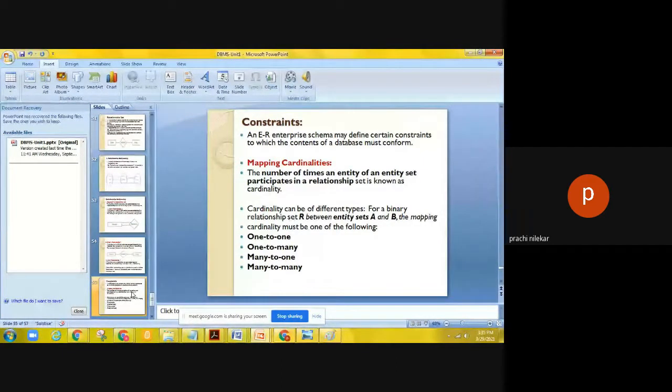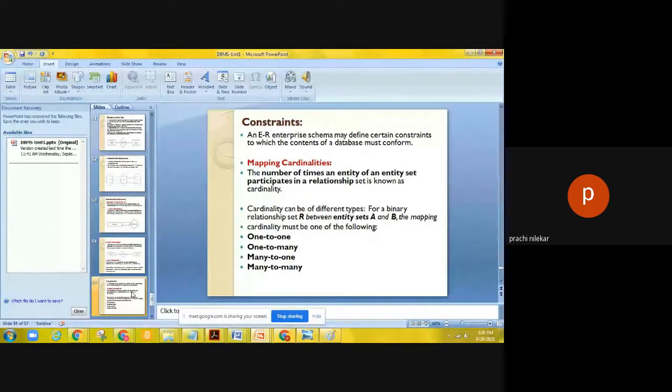You are aware of these concepts like set theory and mapping: one to one, one to many, many to one, many to many. This is somewhat similar to what is called mapping cardinalities in DBMS. The number of times an entity of an entity set participates in a relation set is known as the cardinality.